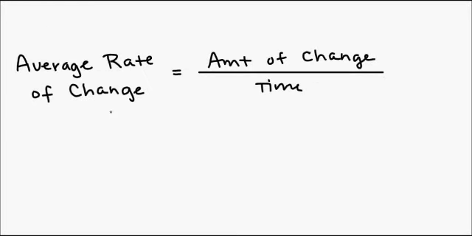Okay, so average rate of change. This is something that we've talked about before. An average rate of change is equal to the amount of change over time. In terms of a graph, this would be delta y over delta x.